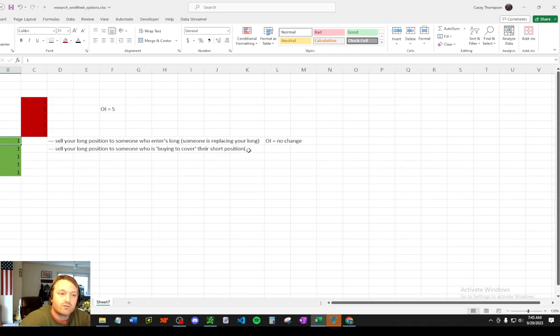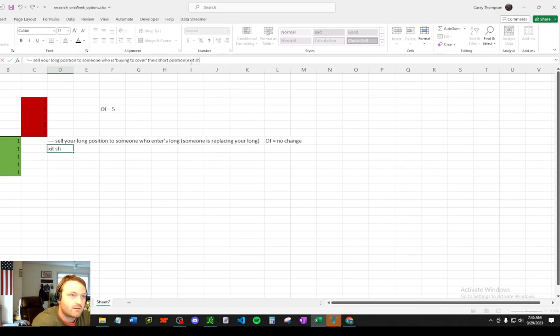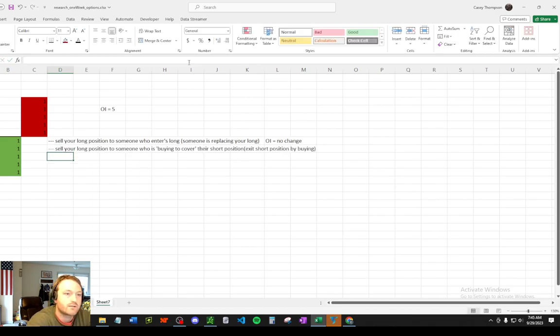These are the two things that can happen. Exit. Exit short position by buying, and what's the resulting OI? Minus one. Open interest goes down one. That's how open interest changes. That's how this exchange works.